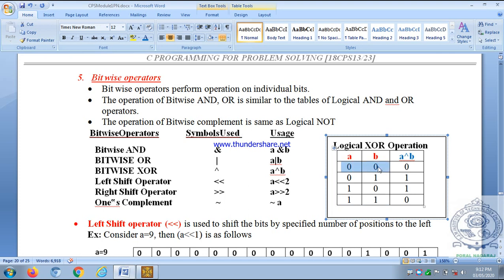0 exclusive OR 0 is 0. 1 exclusive OR 1 is 0. Whereas 0 exclusive OR 1, inputs are different, so output is 1. 1 exclusive OR 0, inputs are different, so output is obviously 1. So this is called bitwise XOR operation, not logical XOR operation. XOR means exclusive OR operation. So bitwise AND, bitwise OR, bitwise XOR are binary operators.